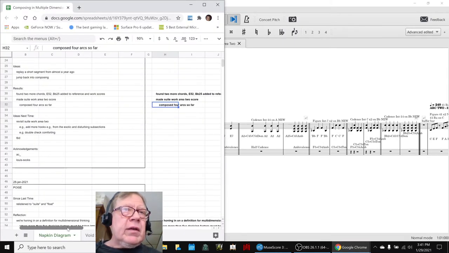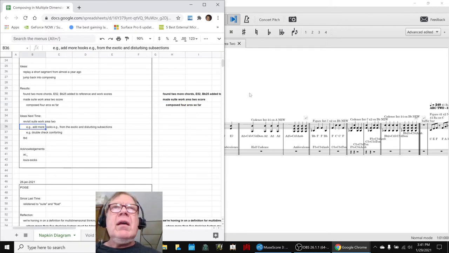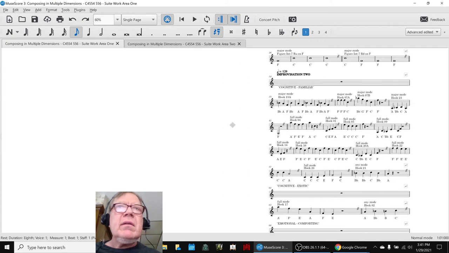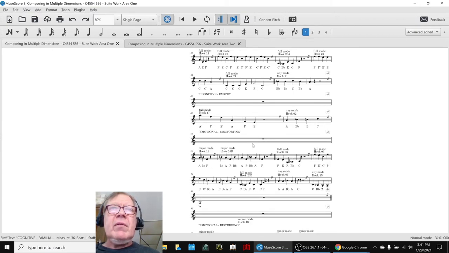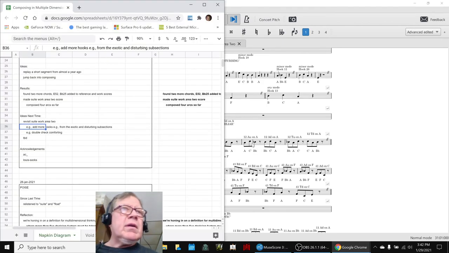Our ideas for next time are to keep working with the second suite area. There's some more hooks that we could add. Remember, we're pulling stuff out of this area here, what we call improvisation two. So everything you just heard in the arc four came out of what we call the cognitive familiar area. So we still have what we call the exotic and disturbing area. Actually, I think it came out of the familiar, but in any case, that's what we're going to work on. Plus, our good old friend to be determined.